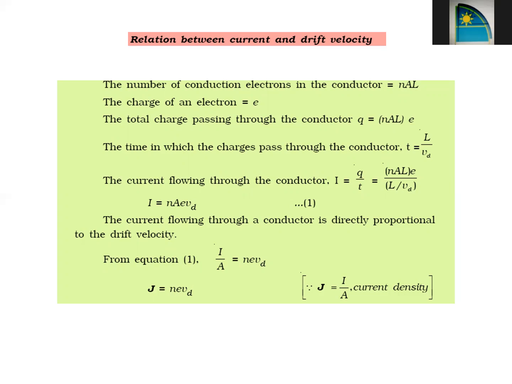From here, one more term we can calculate, that is known as current density. Current density is defined as total current per unit area which passes through one particular conductor, which is denoted by the symbol J. So we can also say J is equal to N e Vd.